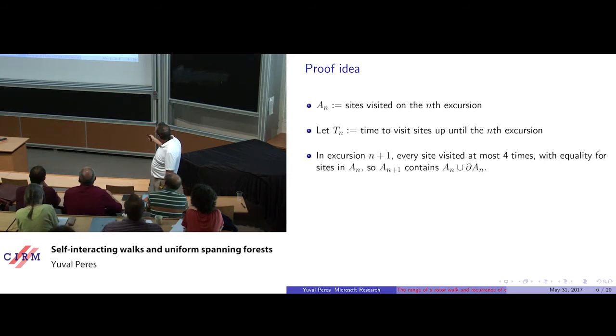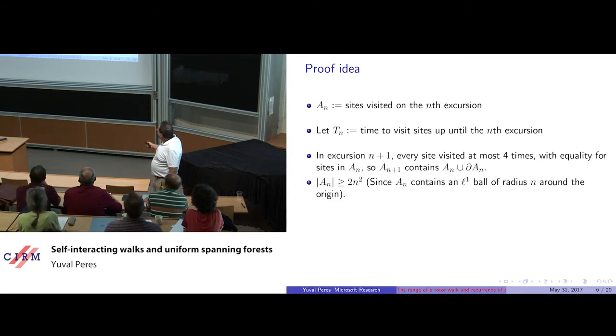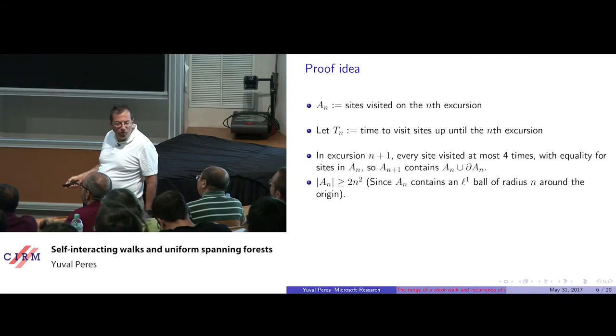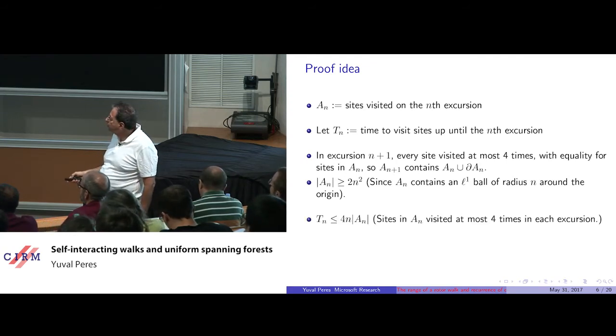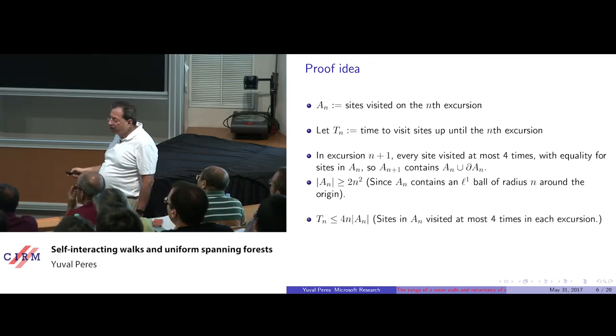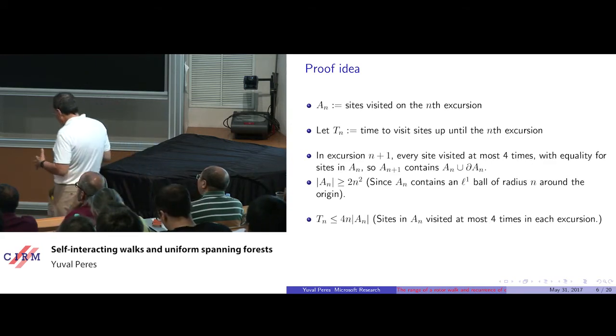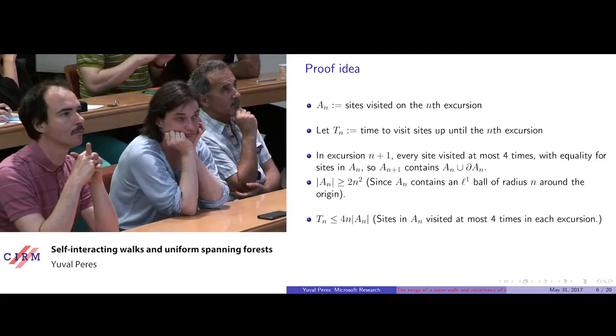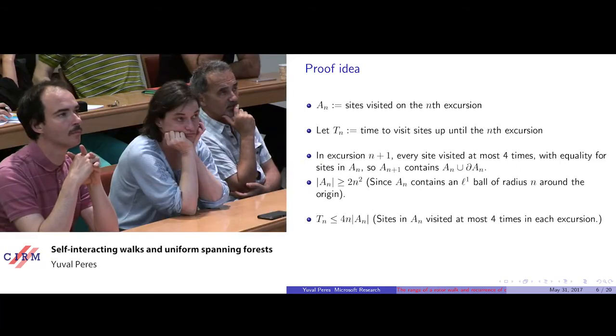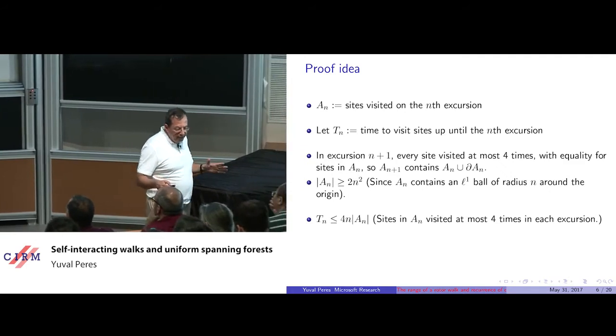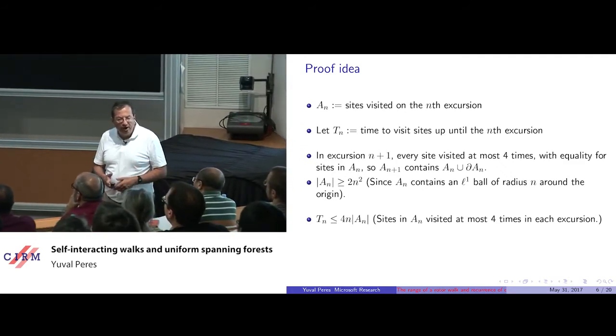So A_{n+1} contains A_n union with the external vertex boundary of A_n. So this means that A_n will contain an L1 ball of radius n around the origin, so its size will be bigger than 2n squared. Now, T_n, the total time in the first n excursions, is going to be at most 4n A_n, because every site in A_n is visited at most 4 times.